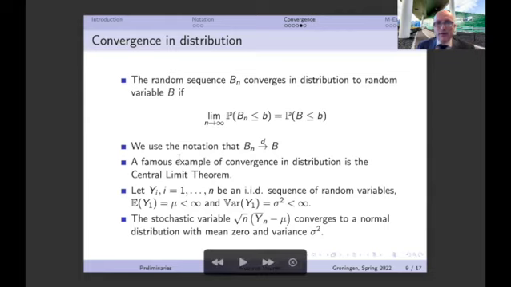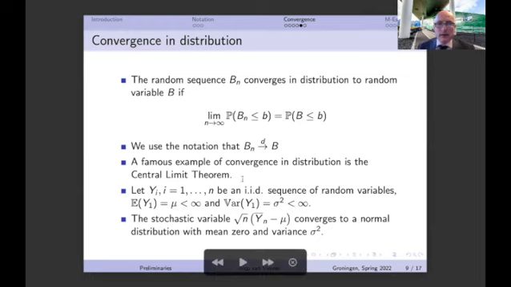A very famous example of convergence in distribution is the so-called central limit theorem. Again, suppose that we have a random sequence Yi, where i runs from 1 till n. We're going to assume this Yi to be IID. In addition, I'm going to assume that the mean of Y1 is equal to mu, and mu is smaller than infinity, and we assume that the variance of Y1 is equal to sigma squared, which is also smaller than infinity. Take into account that this is more restrictive than what we had with respect to the law of large numbers, because in the law of large numbers we did not make any assumption with respect to variance.